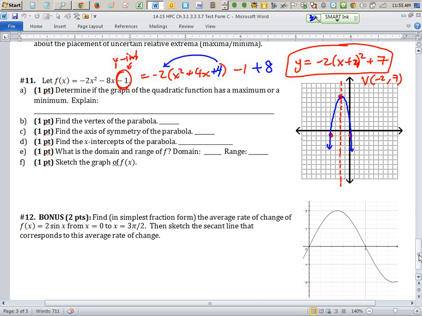Now I'll answer my questions. Find the vertex: negative 2, 7. Determine if it has a max or min. That's a max. Explain: the parabola opens downward.